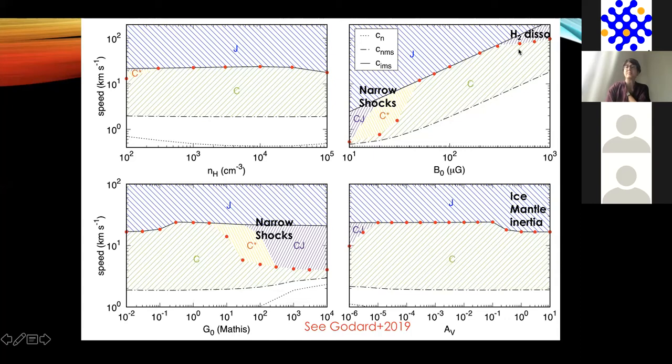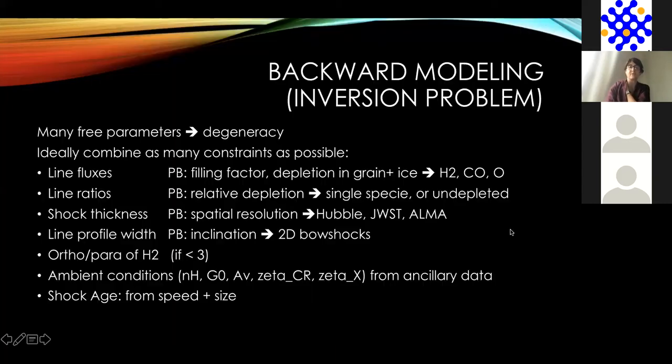On the high speed side, something I didn't mention is that eventually you lose the C shocks because of collisional dissociation of H2. But that's at about 100 kilometers per second. So even if you increase the magnetic field, you increase the magnetosonic speed, which is the solid line, eventually you hit this dissociation limit. And these are just small effects of ice matter.